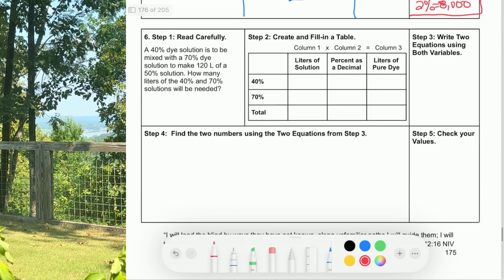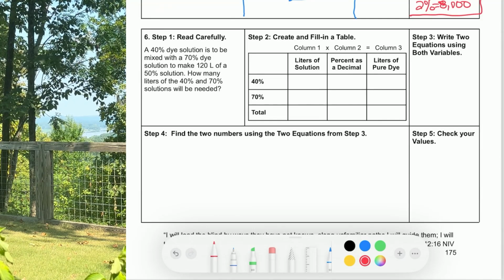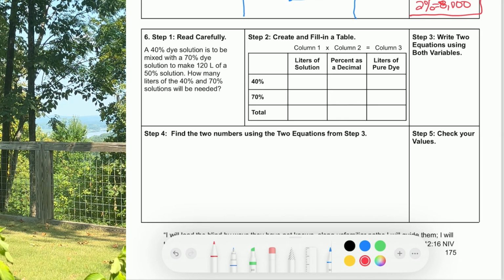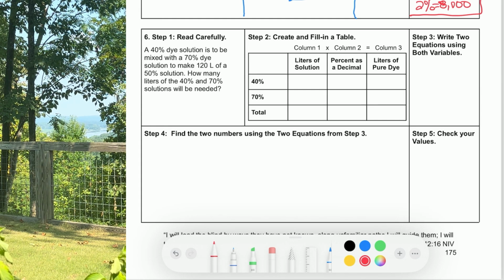All right, so we have a 40% dye solution is to be mixed with a 70% dye solution to make 120 liters of a 50% solution. How many liters of the 40% and 70% solutions will be needed? There's a lot of numbers in there, right? So we need to be careful about what we place where in our chart.